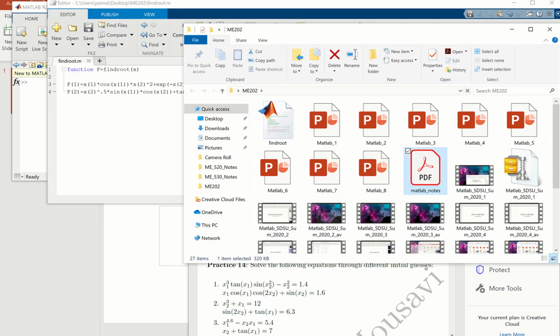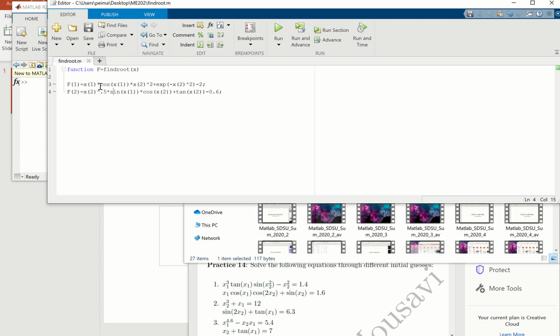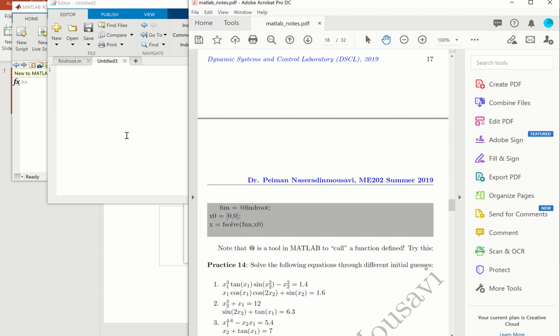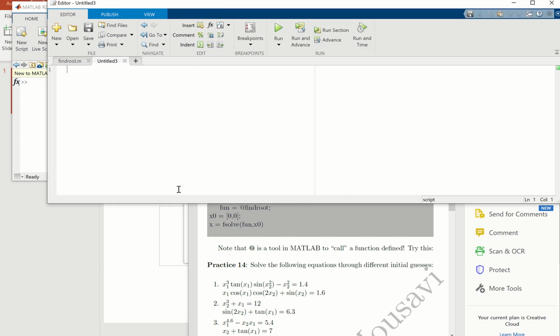Now if you go to ME202, you see that this is the M file. This is how we write code in MATLAB, guys. This is an M file. Now I'm opening another M file here by clicking on this. By clicking on this, I'm opening a new M file. So this is the command that we have to do.